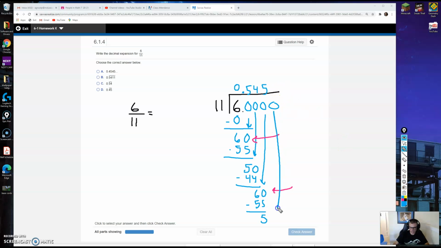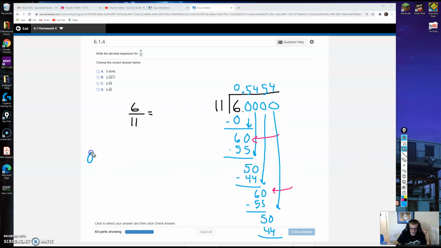And hopefully you see what's happening here. Again, we're stuck in a pattern, except this time the pattern has 2 parts instead of 1 part, right? 11 is going to go into 50 4 times. 4 times 11 is 44, and so on. This pattern is going to continue forever. So this decimal looks a little bit different than what we had before.